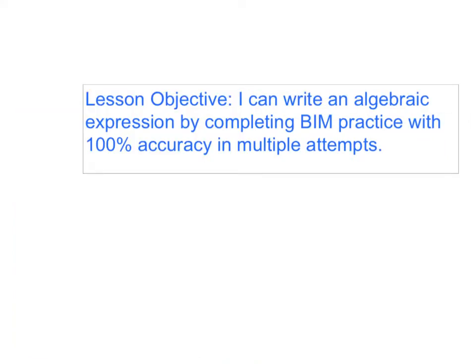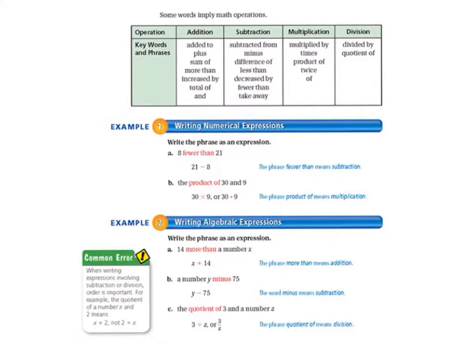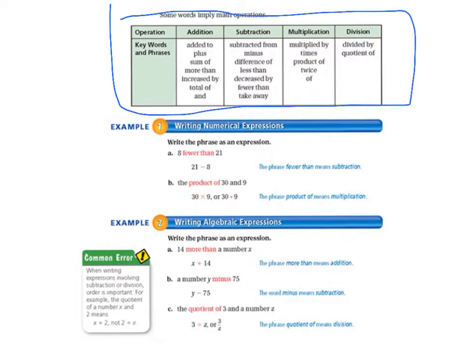Pause while you write today's lesson objective in your math notebook. I can write an algebraic expression by completing Big Ideas math practice with 100% accuracy in multiple attempts. Today we'll be starting on page 120 in our textbook. Begin by copying the table that's at the top of the page into your math notebook. This is really important because it has words that we see that help us figure out which math operation to use when we're writing expressions.